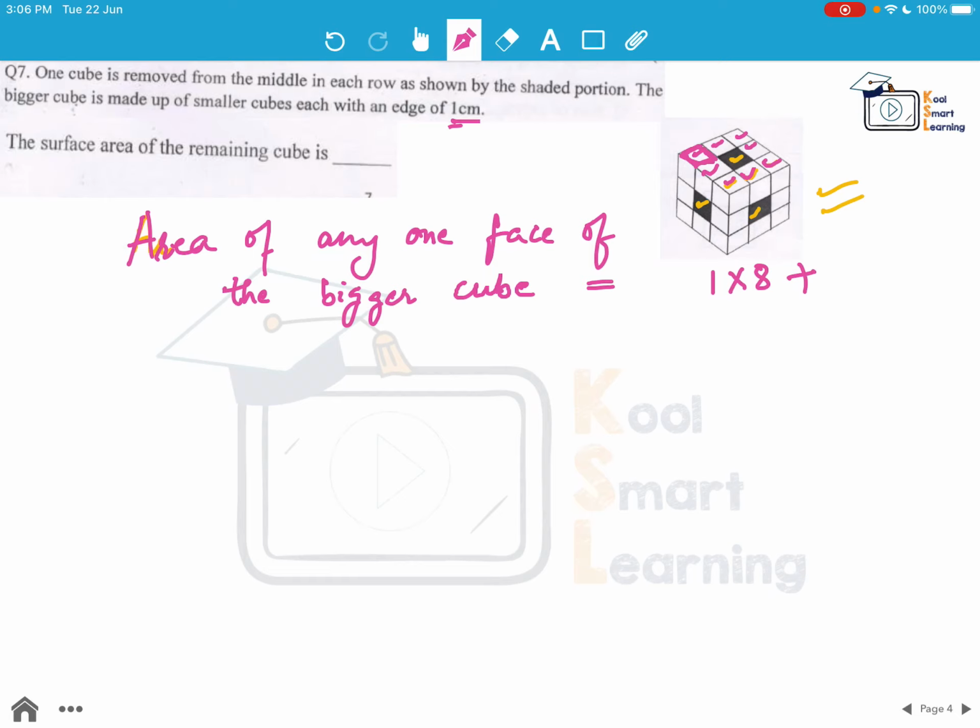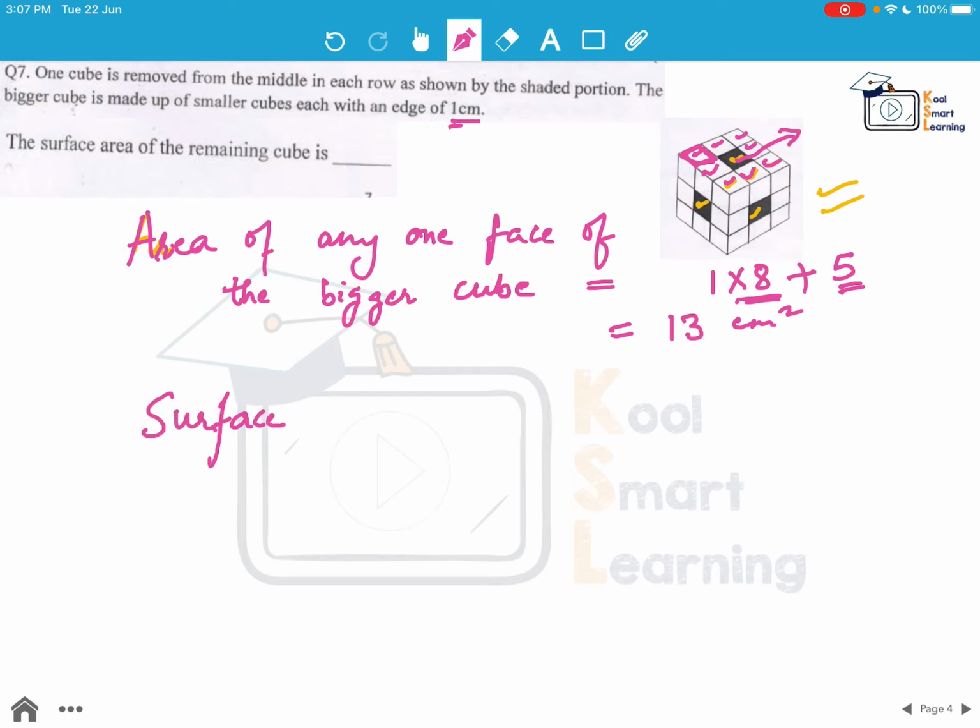Plus, now if we see this shaded one, since this is removed, the upper part is gone, but what is now visible is the 5 other faces of that cube. So which will be adding up to 5. So the area of this 5 gets added up to the initial 8. So this becomes 13 centimeter square, the area of one face of the bigger cube.